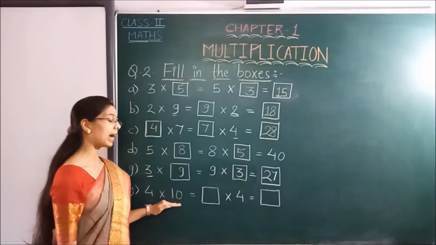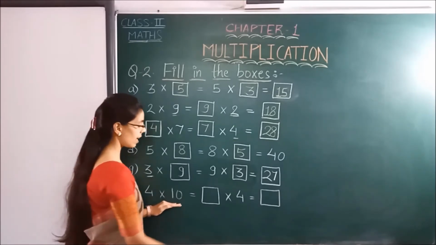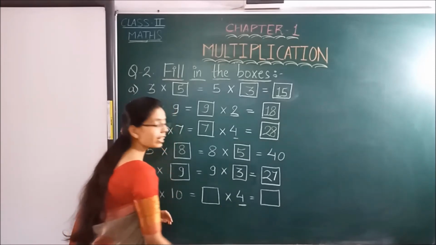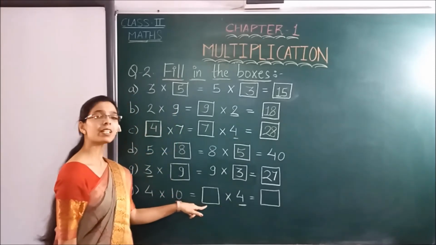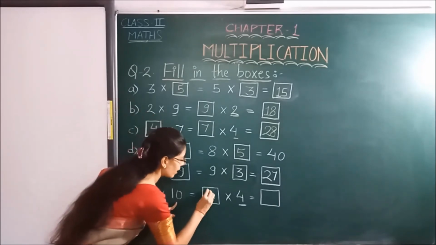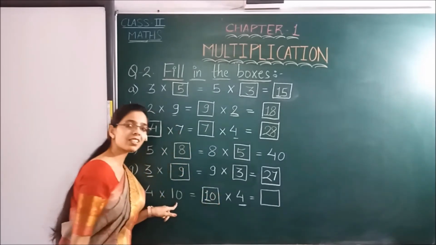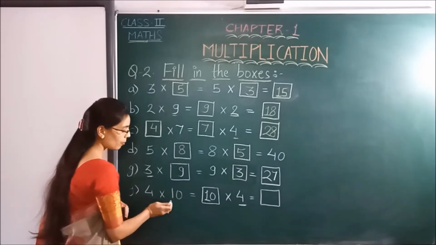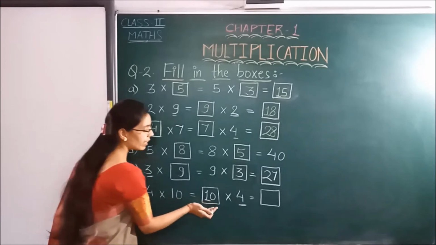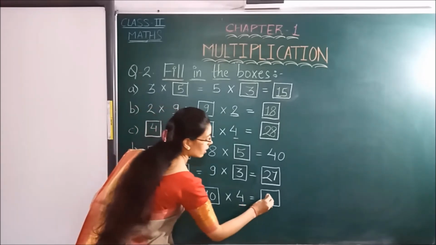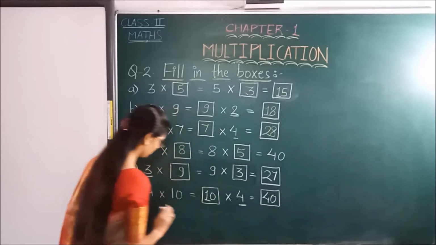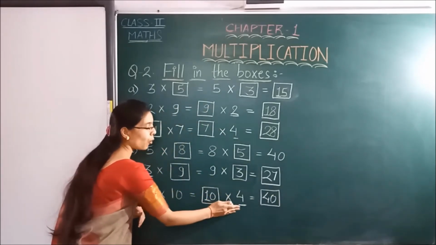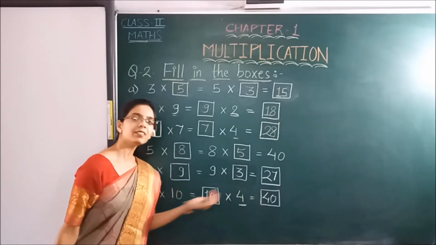J. 4 multiplied by 10 is equal to dash multiplied by 4. 4 is already given here, children. So which number is missing here? This 10. Only order is changed here. Okay, so we can easily identify from this side. So 4 multiplied by 10 is equal to 10 multiplied by 4 is equal to 40. 4 10s are 40 and 10 4s are also 40.